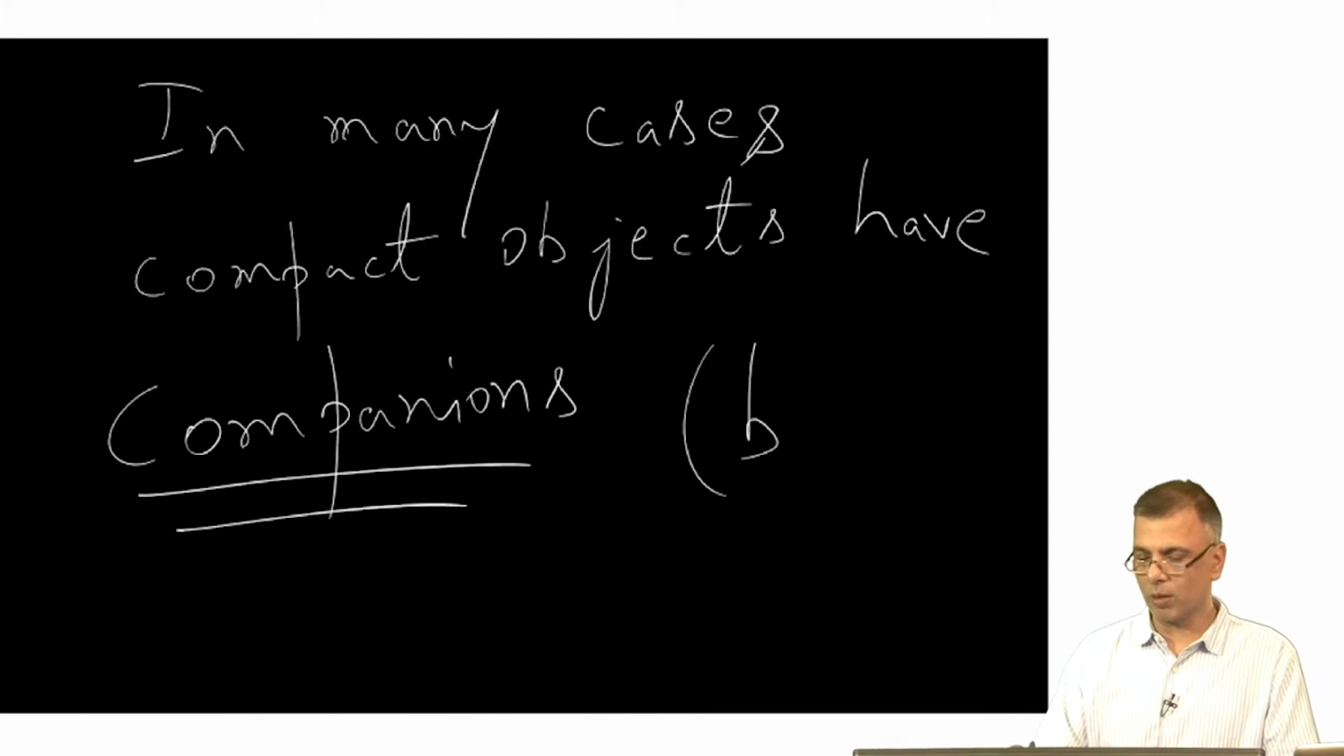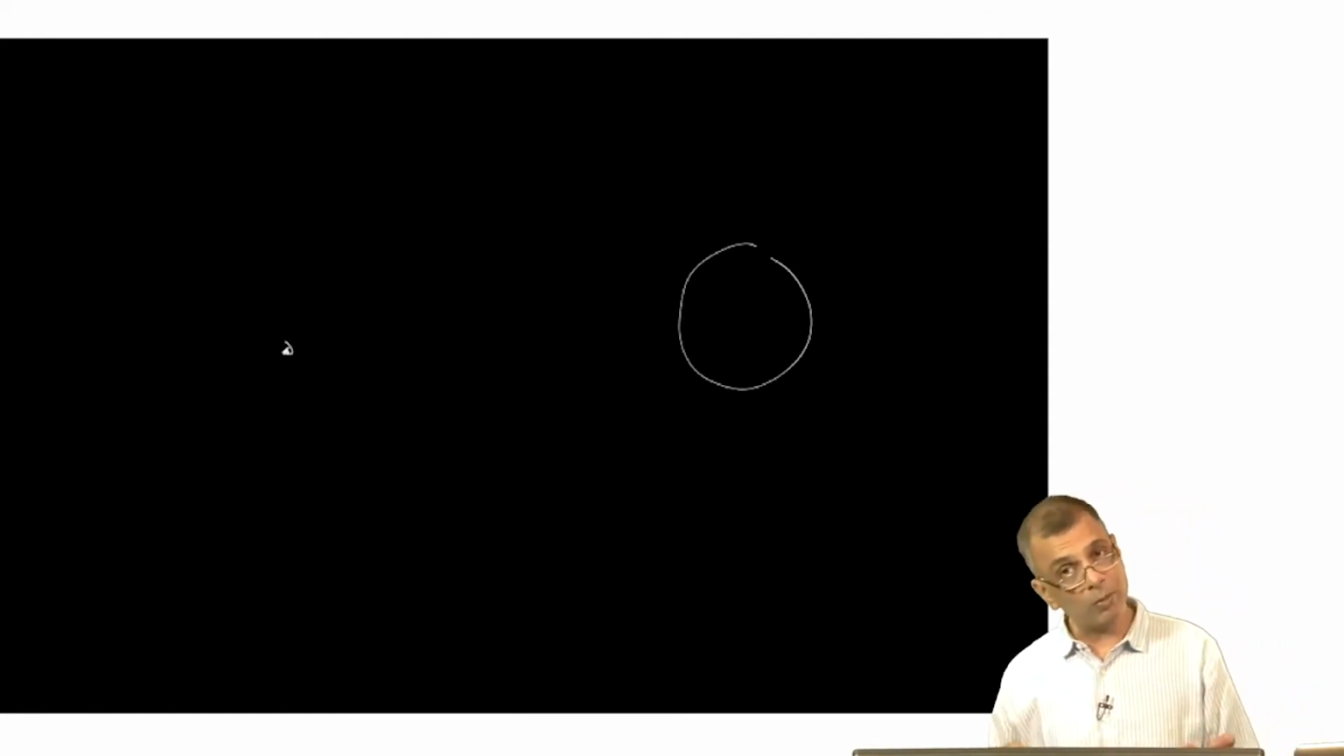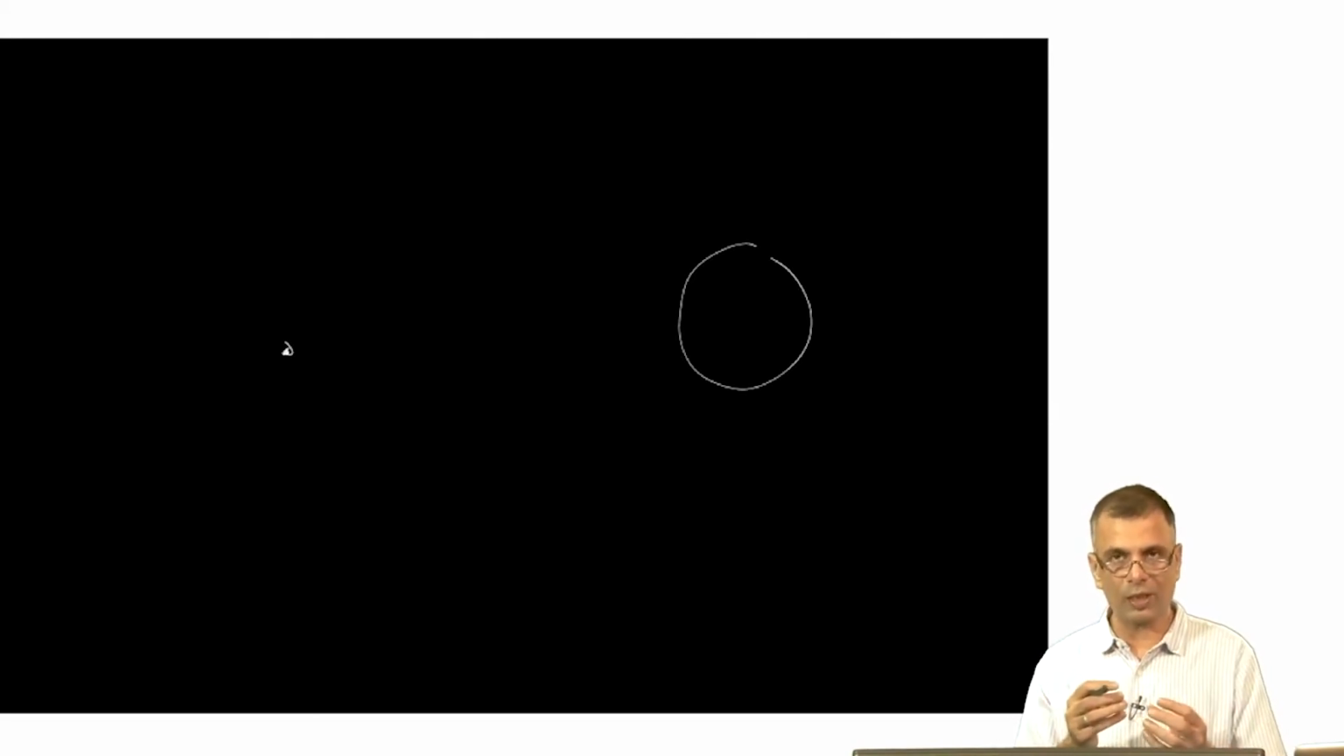So, this would be what's called a binary system, two objects. Okay? So, something like this. You would have a compact object here and then you would have a companion star. There's a reason I'm drawing this compact object as just a dot. It might well be very, very massive, but the actual physical extent is very small.